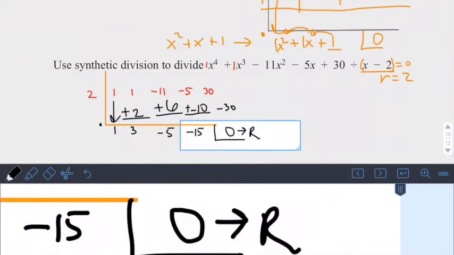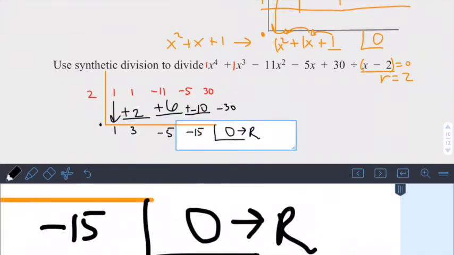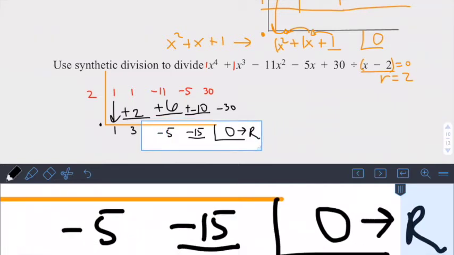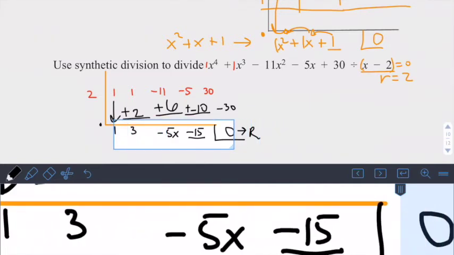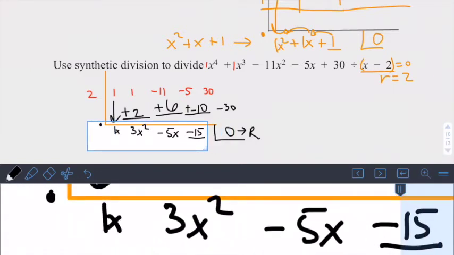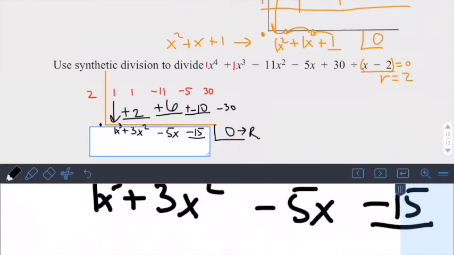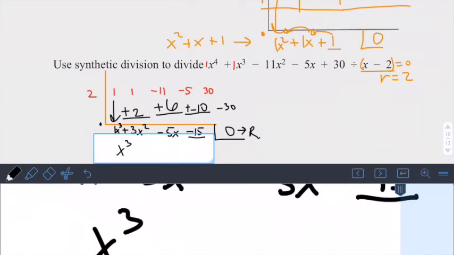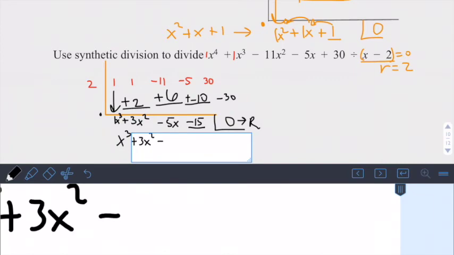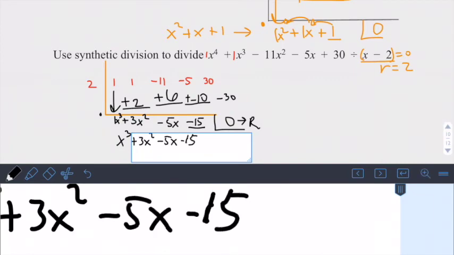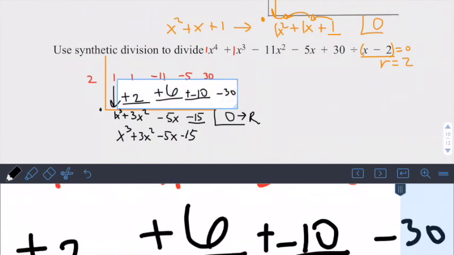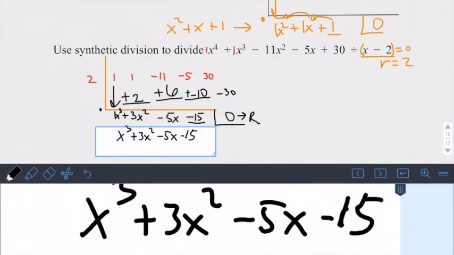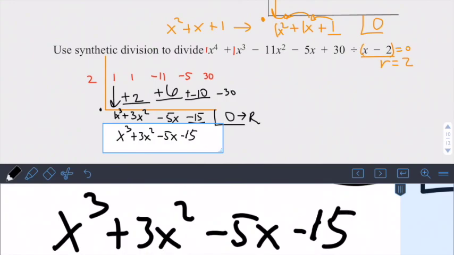So now we start our polynomial back up, right? This is the constant term. This is the x term. This is the x squared term. And this is the x cubed term. So x cubed plus 3x squared minus 5x minus 15 is my solution. You see how this is much quicker than regular long division? It's a nice little technique that we can use to divide polynomials.